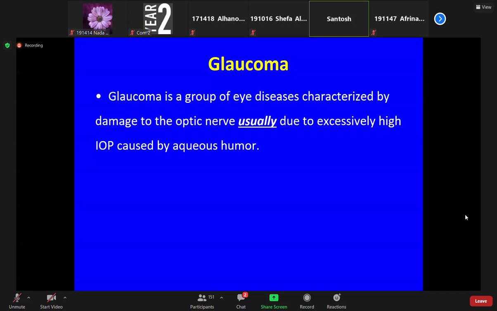So glaucoma is a group of eye diseases characterized by damage to the optic nerve, usually due to excessively high intraocular pressure caused by aqueous humor. In most cases, they have high intraocular pressure as well, which leads to optic neuropathy or optic nerve damage, which has a characteristic appearance. I hope you have done it in your clinical lecture: the cupping of the disc and the cup to disc ratio. Are you familiar with that?